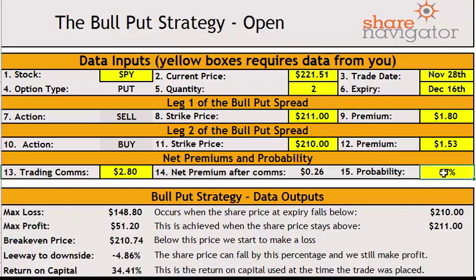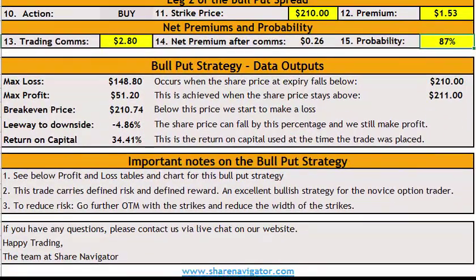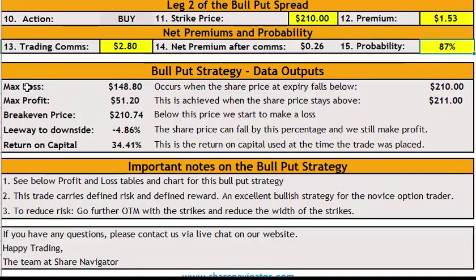Now the good news, you don't have to do any more work once you've put in that data. Everything else is calculated out for you. So let's go through some of the data outputs. Our max loss in this particular trade is $148.80. That occurs when the share price at expiry falls below the lower strike, which is $210. That's all we can lose in this particular trade.